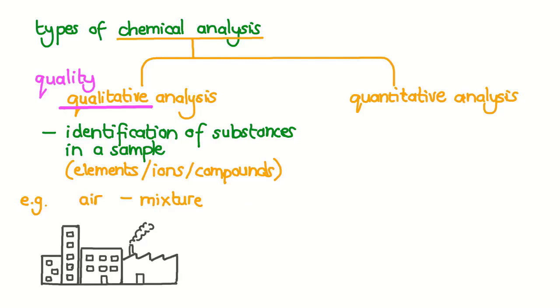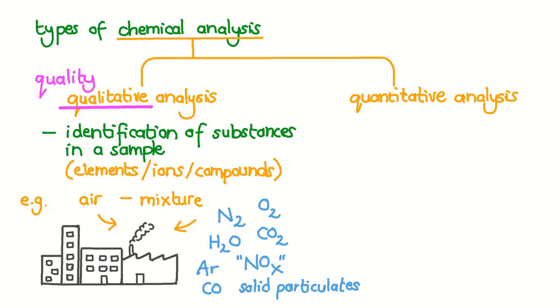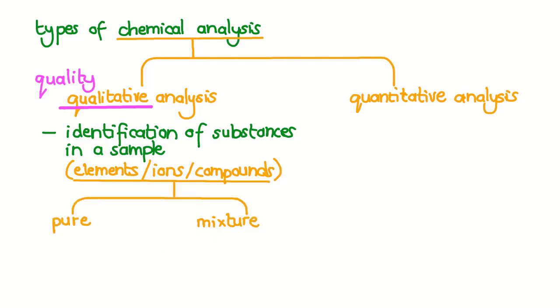Even air is a mixture which we can qualitatively analyze. The components of air that we can identify in an air sample could be nitrogen gas, oxygen gas, water vapor, carbon dioxide gas, argon, as well as NOx gases or nitrogen oxide gases, which are pollutants, and other pollutants such as carbon monoxide, or even solid particulates such as soot or dust. So far we've said that qualitative analysis helps us identify the components in a sample and whether the sample is pure and consists of only one component or a mixture.